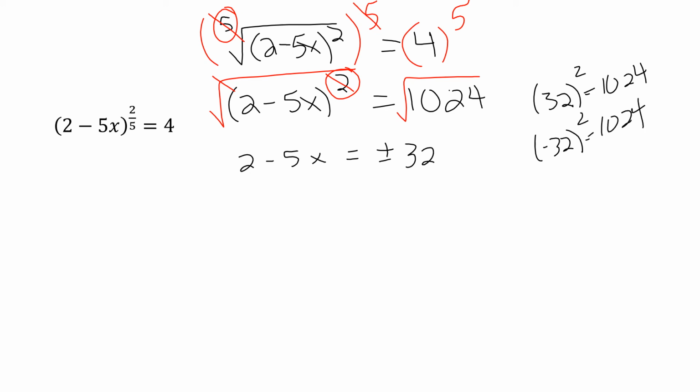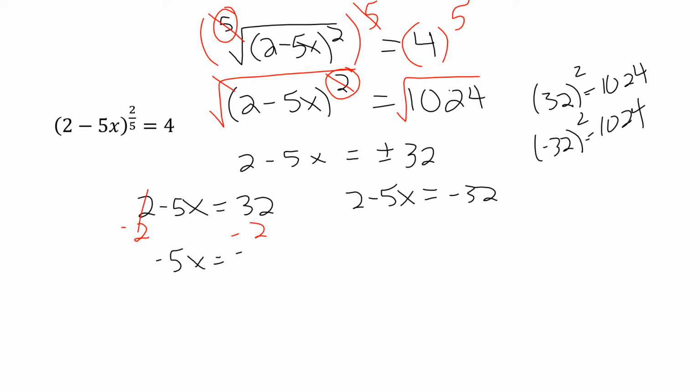So we actually need to solve this thing twice. We need to solve one equation using a positive 32, and we need to solve another equation using a negative 32. So we're going to end up with two solutions here. From here on out, solving for x is easy. This is a positive 2, so we subtract 2 on both sides. That gives us negative 5x equals 30.